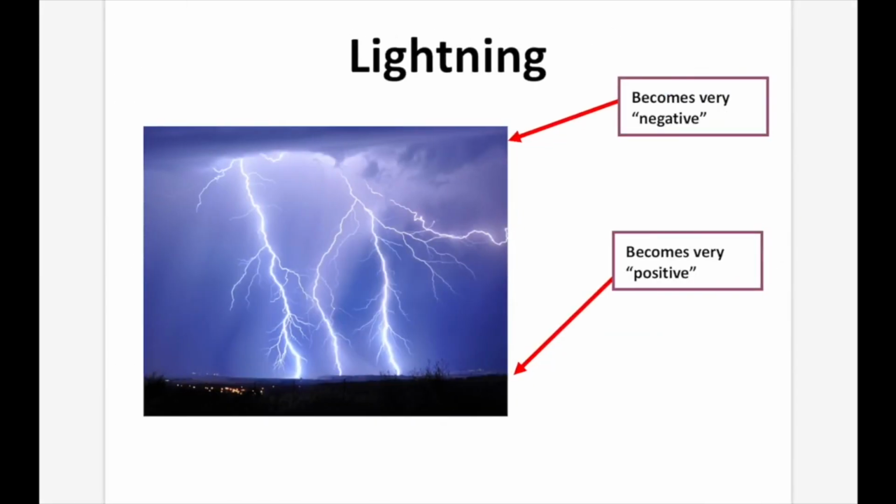In lightning, you get a really negative bottom part of the cloud. It's so negative compared to the positive ground down here that the electrons are able to jump from the cloud to the ground. You can also get differing charges within the cloud as well. So if you get positive sections inside the cloud, you can get lightning within the cloud. So we can get cloud to cloud or within the cloud itself. And that concludes our lesson on static electricity.